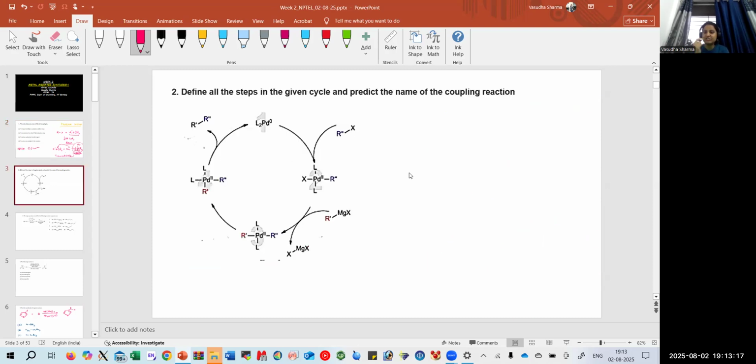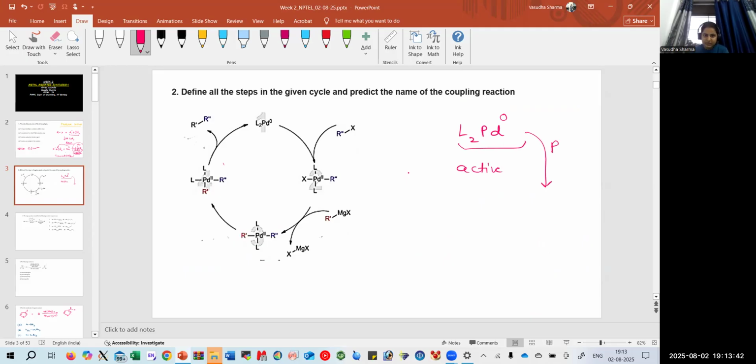Now, this is the question for you. If anybody can answer, it would be great. This is a mechanistic cycle which is used for mostly all the coupling reactions. So you need to define all the steps in the given cycle and predict the name of the coupling reaction. So let's see. The first one is the L2 palladium 0. There are two ligands, which can be anything, and it is already an active species.